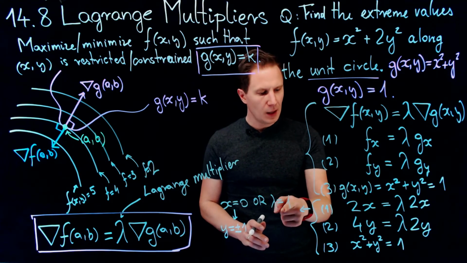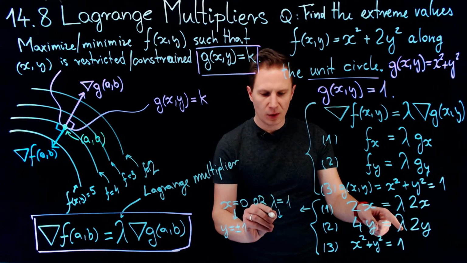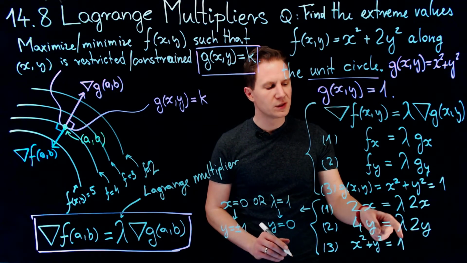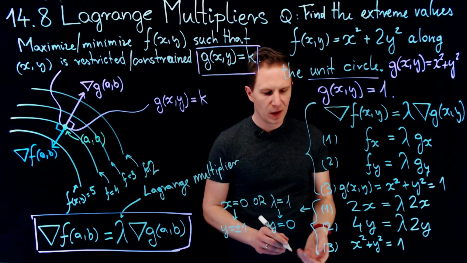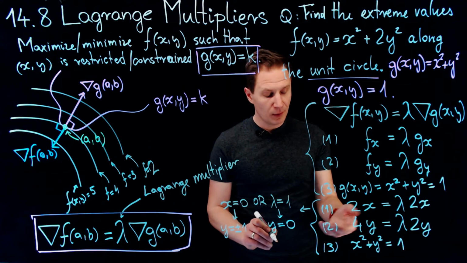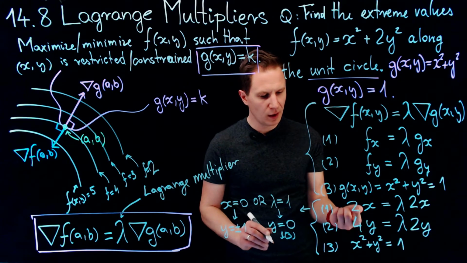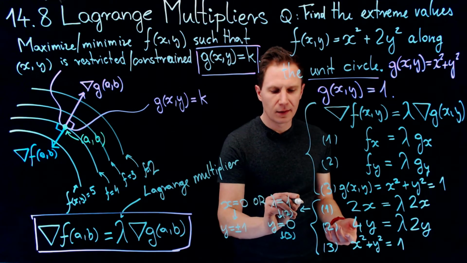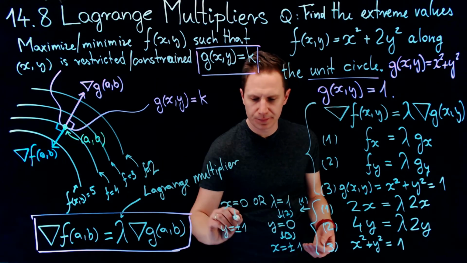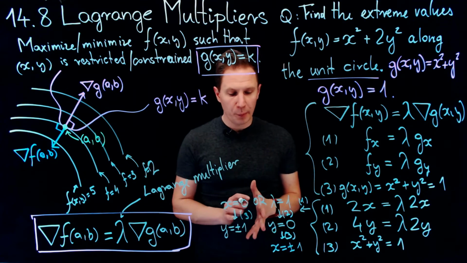If lambda is equal to 1, then the second equation will tell us that y has to be 0, because we have 4y equals 2y if lambda is equal to 1. So the only possibility is that y itself has to be 0, and when y is 0, equation 3 will tell us that x has to be plus 1 or minus 1. Okay? So now we have 4 points.